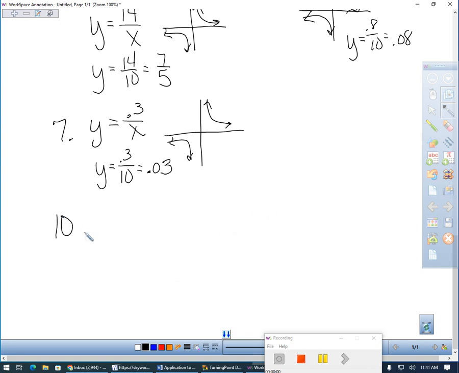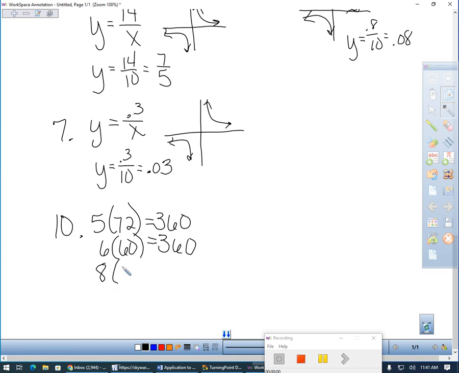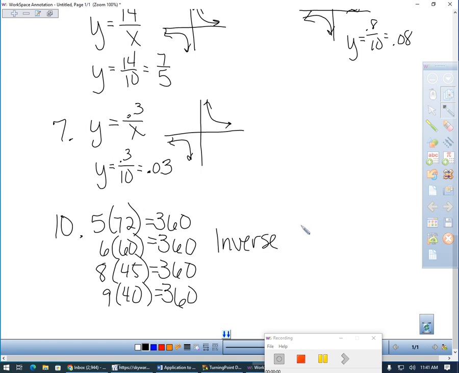Number 10 is the story problem, or the real-life situation problem. First of all, we have to model that data. If you multiply 5 times 72, you get 360. If you multiply 6 times 60, you get 360. If you multiply 8 times 45, you get 360. If you multiply 9 times 40, you get 360. So this is an inverse variation. Our equation is y equals 360 over x.